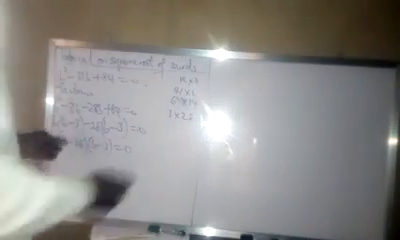So now B minus 28 will be equal to 0, or B minus 3 is equal to 0. Transferring to the other side, B will be equal to 0 plus 28, that's 28, or B will be equal to 3.